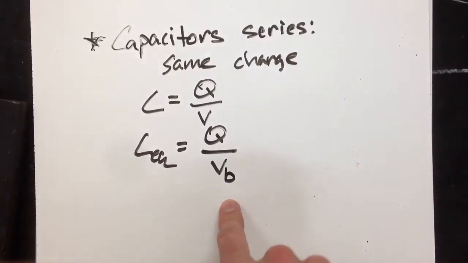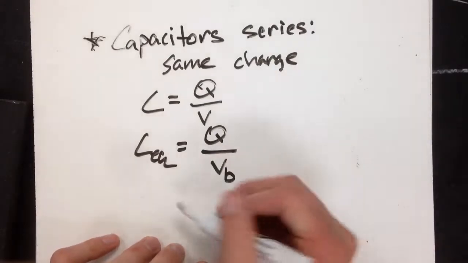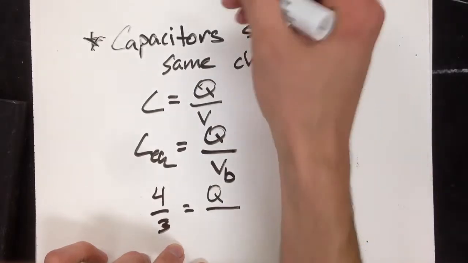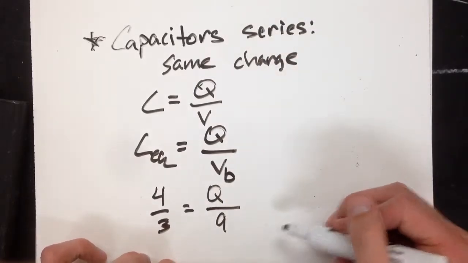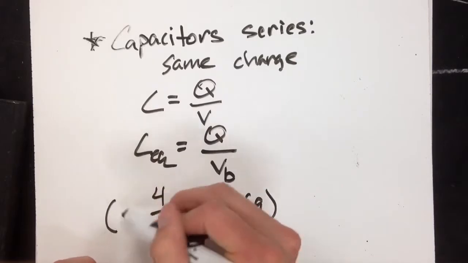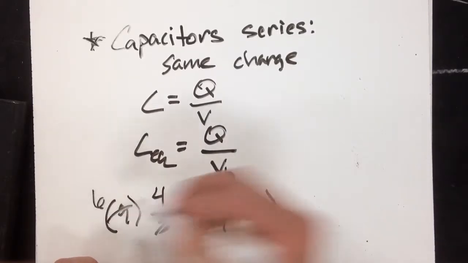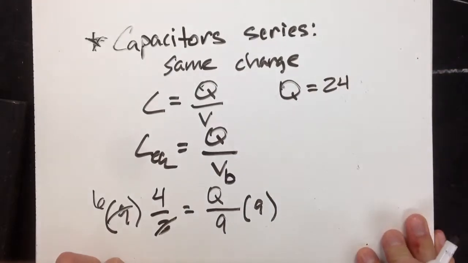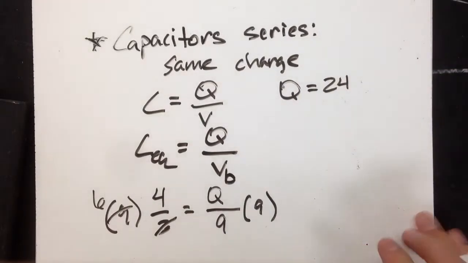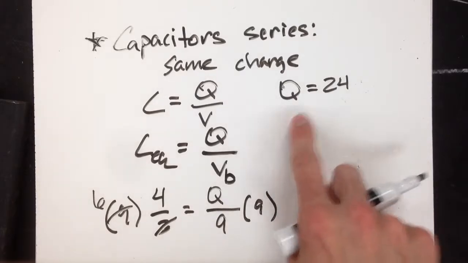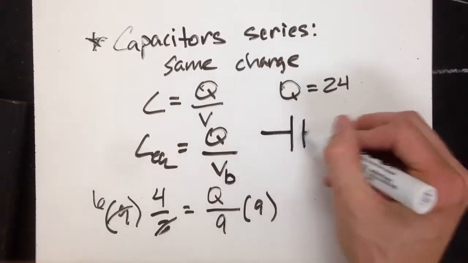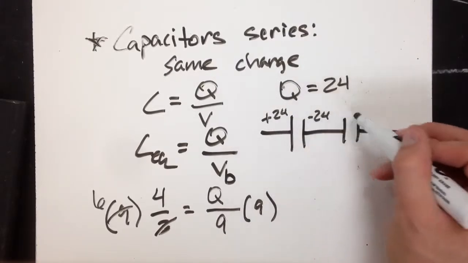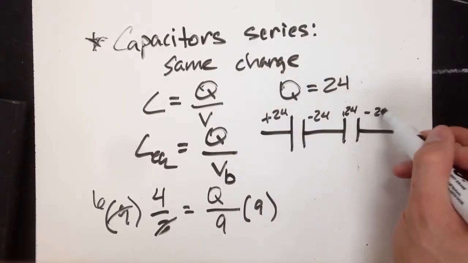So that's what we use for here. I'll call that VB, the voltage of the battery. So our C equivalent was 4 over 3. That equals Q over the voltage of the battery, which was 9. Multiply both sides by 9. 4 thirds times 9, 3 goes into 9 three times, 3 times 4, that gives me Q equal to 12. Now, that Q is the charge on each of my plates. So here I have plus 12, minus 12, plus 12, minus 12.